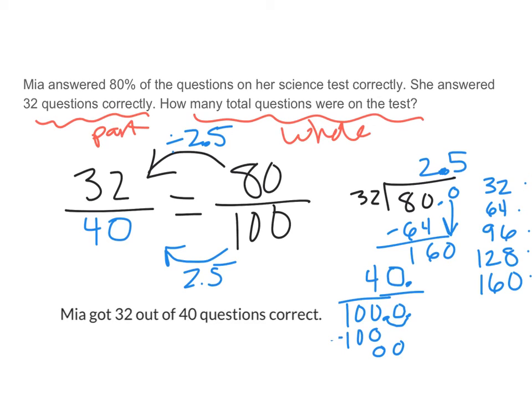And it's a good idea to pause here and think, does that seem reasonable? Does 32 out of 40 seem like about 80%? Well, it's more than half. 20 out of 40 would be half. Seems pretty reasonable. You could even check it if you wanted to by doing 32 divided by 40 and doing out that long division to see if it does in fact equal 0.8. And if it does, then you know you're right.